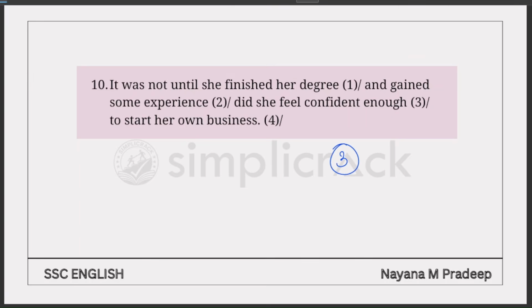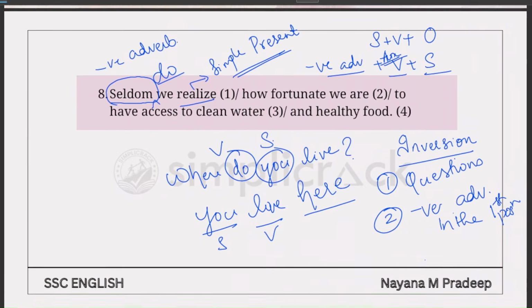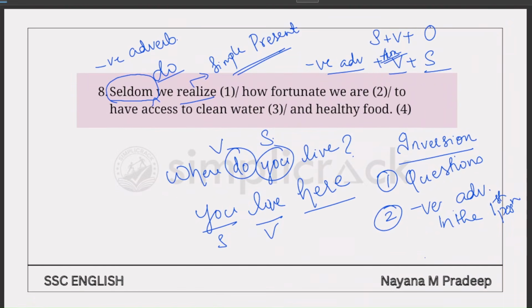If you remember, we already studied 2 cases of inversion. The first is regarding interrogative statements, or in questions we use the verb before the subject. There is an inversion in the usual structure of the sentence. Similarly, whenever we use a negative adverb like seldom, rarely, scarcely, little, never, hardly, etc., again we use inversion. We invert the positions of the subject and the verb when it comes in the first position, when it is placed at the beginning of the sentence.